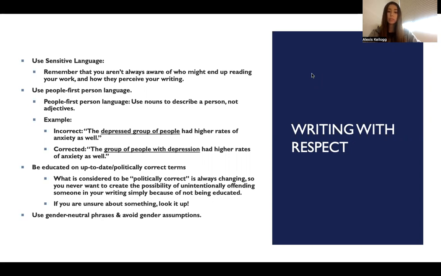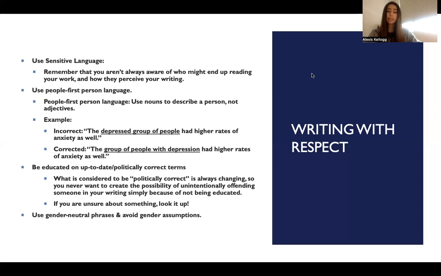Additionally, you would want to use people first person language. People first person language uses nouns to describe a person, not adjectives. For example, instead of referring to a group of people as the depressed group of people, you would want to refer to them as the group of people with depression. This may seem like a small difference, but the first phrase associates the group of people with their condition, whereas the second phrase separates the condition from the people.